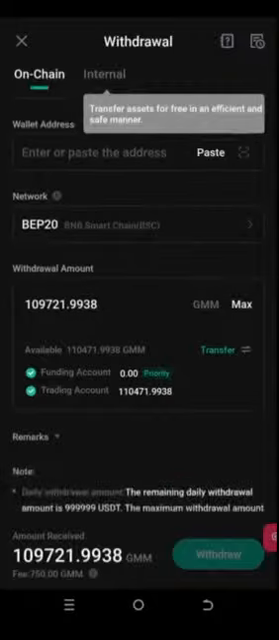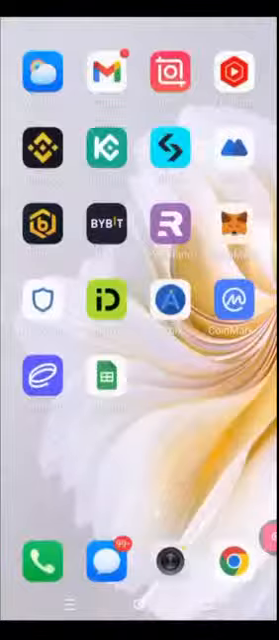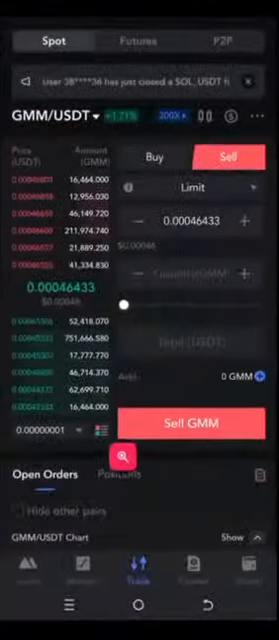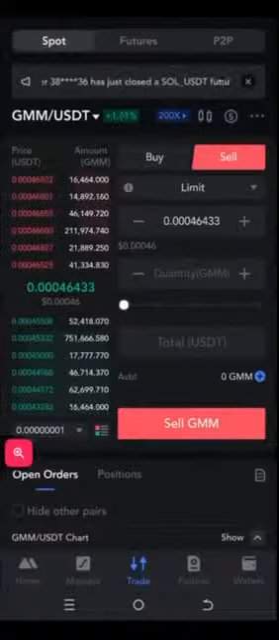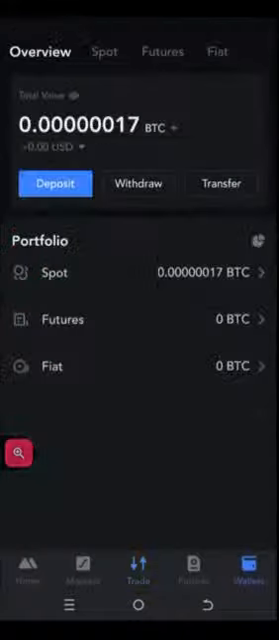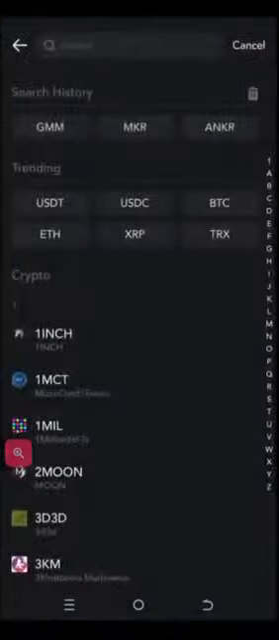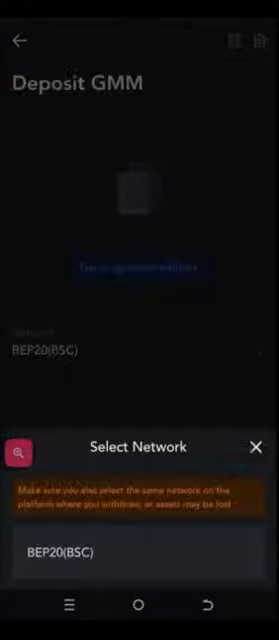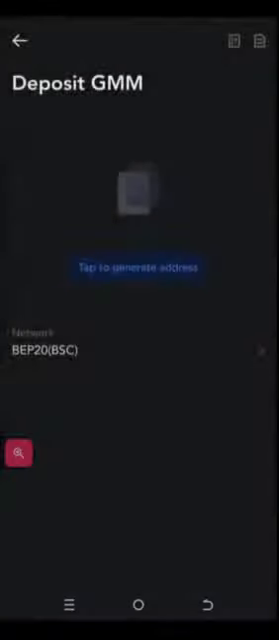So let's go over and put in all the other details. We're going to go over to Mexi and take every single thing. I hope the price is still good. Let's click on that. If not, we're gonna set a sell limit, whatever it is, right? So we want to deposit it, and we're depositing GMM. Okay, BEP20, right? That's what we want.